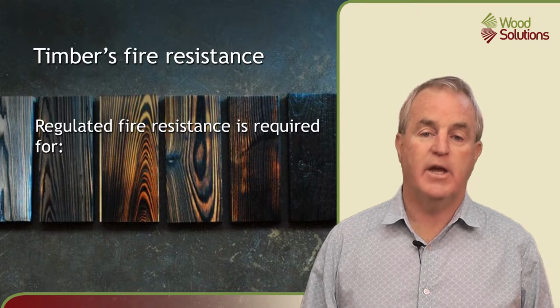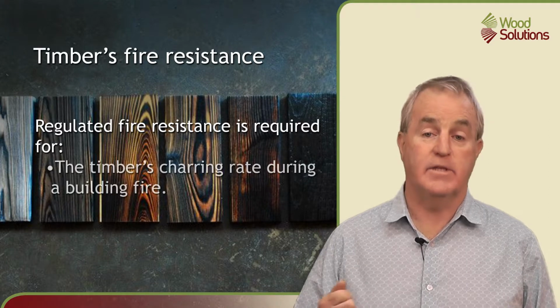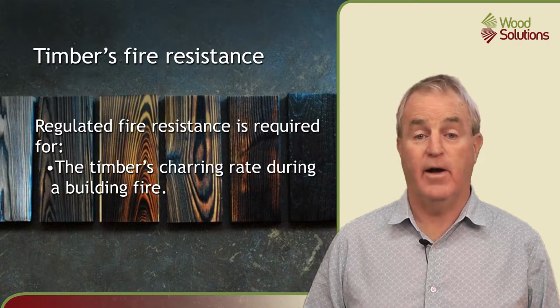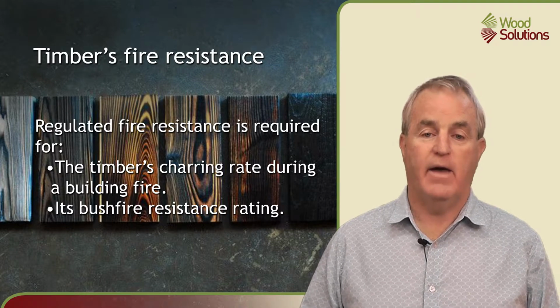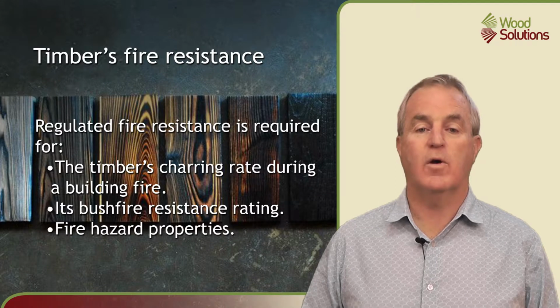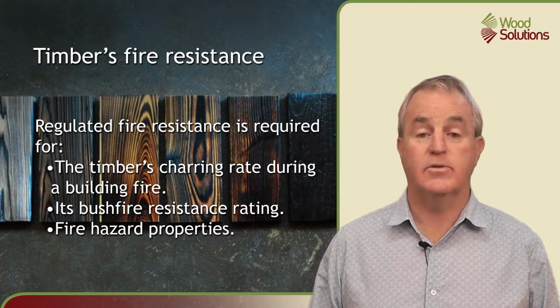There are three major areas of fire resistance regulated in Australia's building code. These are the timber's charring rate during a building fire, its bushfire resistance rating, and various other fire hazard properties required of its use in interior surfaces by the National Construction Code.